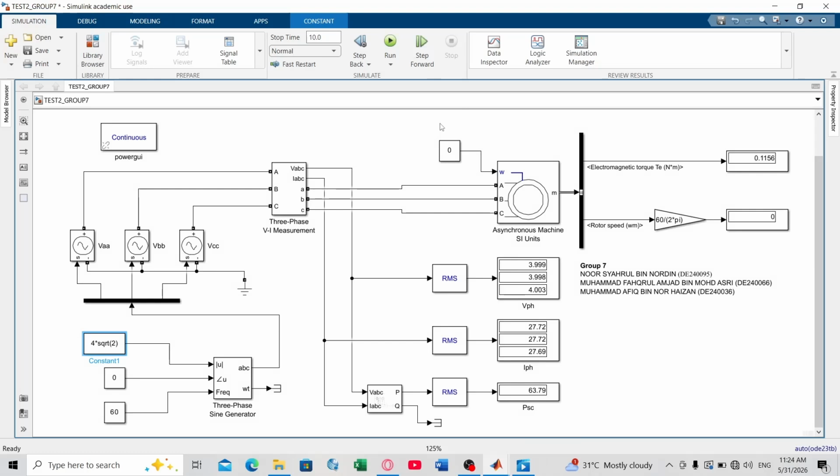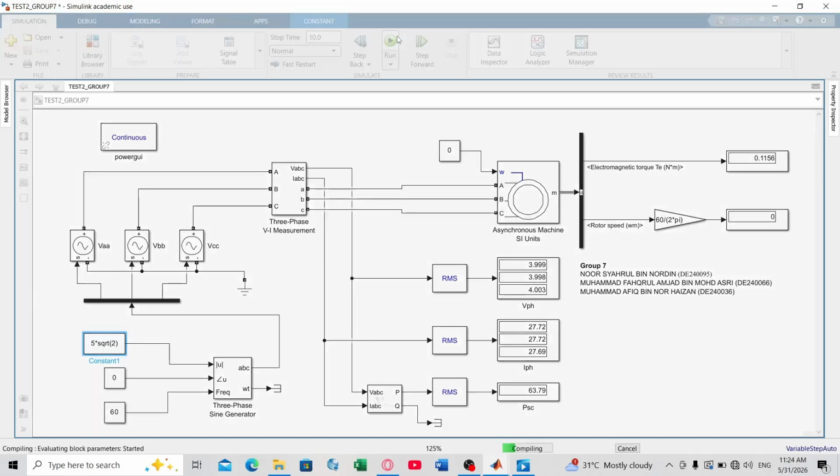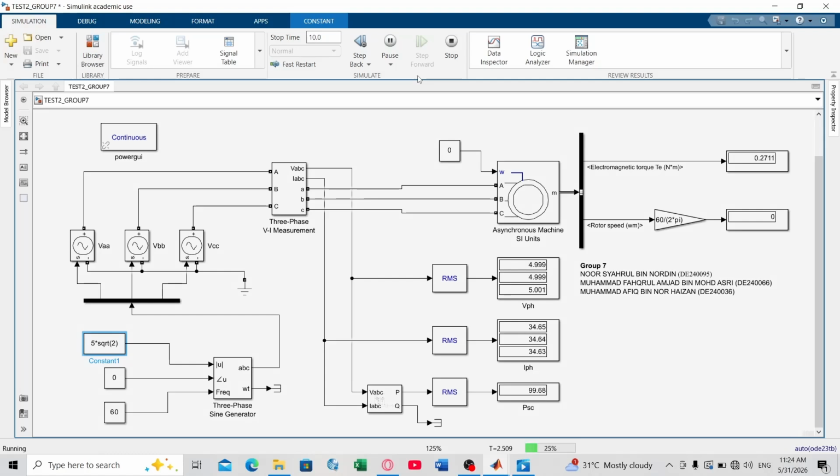For 4 volt input, we have the VPH 4 volt, IPH 37.72 ampere, PSC 63.79 watt. And lastly, for 5 volt, we have the VPH 5 volt, IPH 34.65 mA, and PSC 99.67 watt.